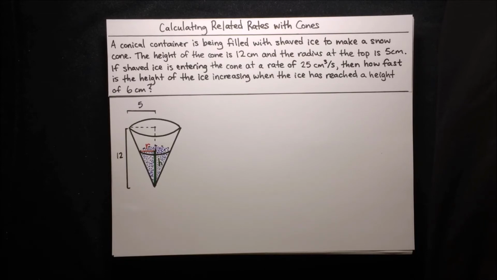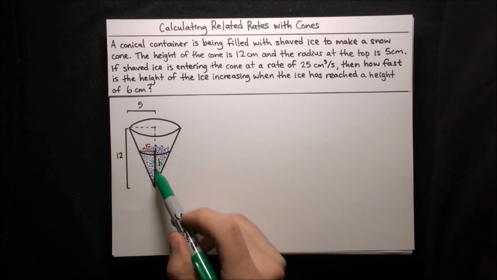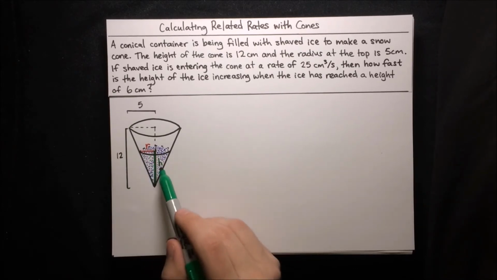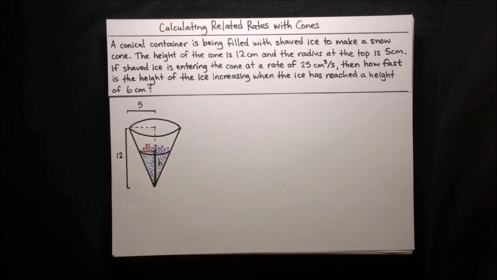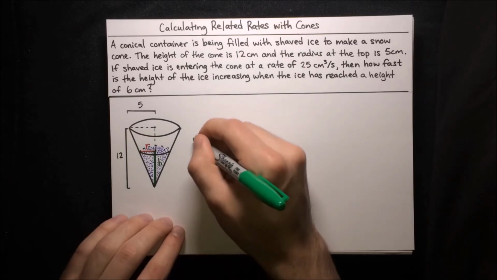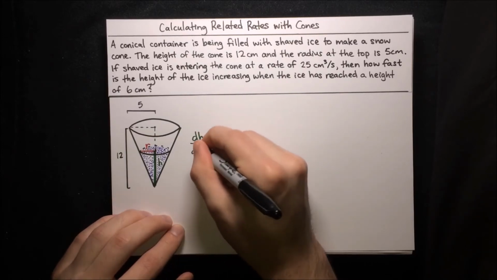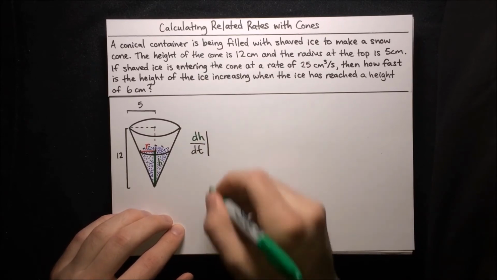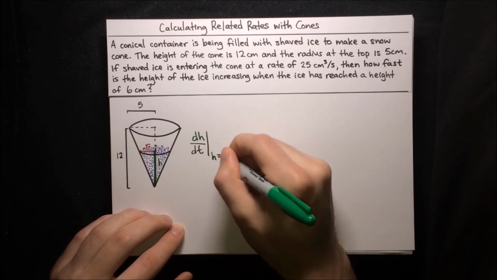So here we've got our diagram. It's an upside down cone that's filled with shaved ice here. The shaved ice itself makes a cone with radius r and height h, and that fits within the conical container which has radius 5 and height 12. We want to find how fast the height of the ice is increasing, so that's dh/dt. And that's at the moment when the ice has reached a height of 6 centimeters. So at the moment when h equals 6.